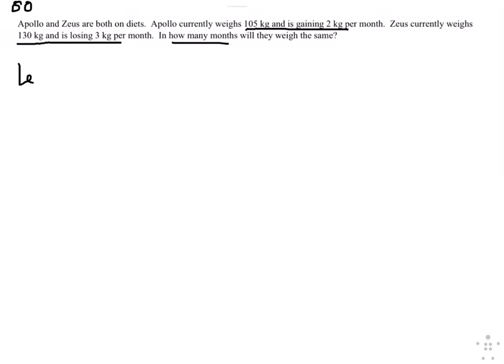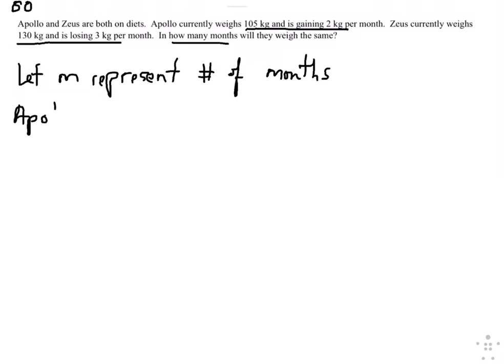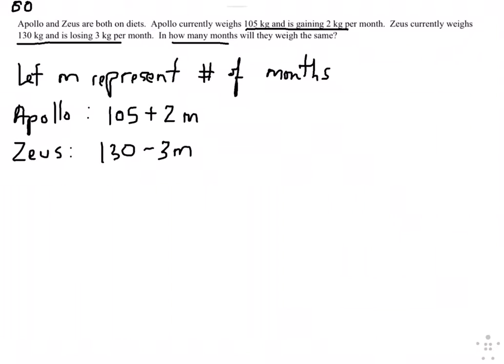So first, we need to let M represent the number of months, right? So then I would say Apollo, right? Let's write an expression for Apollo. Apollo is 105 plus 2 per month. And Zeus, guess we're doing Greek gods today. Zeus weighs 130 but is losing 3 per month. And they want to know when these would be equal.